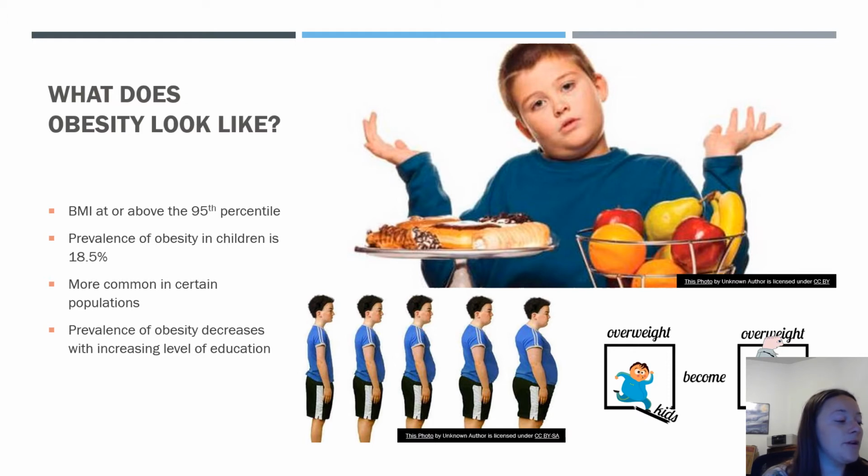The prevalence of obesity decreases with an increasing level of education of the household head among children and adolescent age groups. Obesity prevalence was 18.9% among children and adolescents ages 2 to 19 in the lowest income group, 19.9% among those in the middle income group, and 10.9% among the highest income group. So you can see there's also a socioeconomic disparity among obesity rates as well.